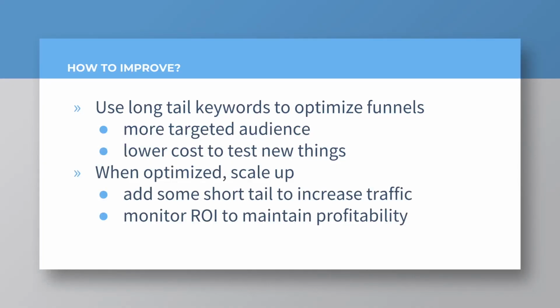Now, ways that you can improve using keywords is to use long tail keywords to optimize your funnels. You have a more targeted audience, and the lower cost per click allows you to test new things out and to be able to optimize your conversion rate. Then once it's optimized, you can scale up. Using some of the profits from your long tail keywords, you can add some short tail keywords in there to increase the traffic. And you would need to monitor the ROI to make sure that you are maintaining profitability.